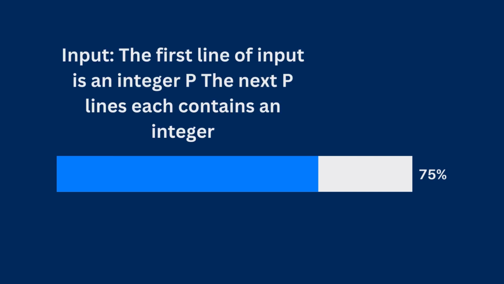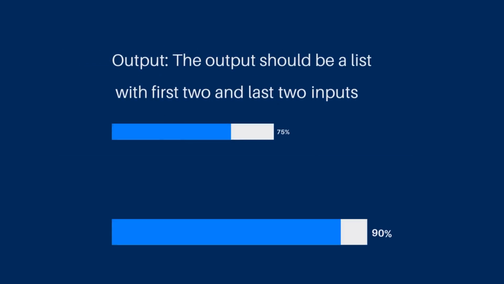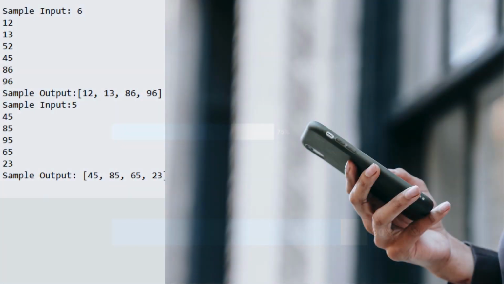Input: the first line of input is an integer p. The next p lines each contain an integer. Output: the output should be a list with the first two and last two inputs. Sample input and output are also given for your reference.